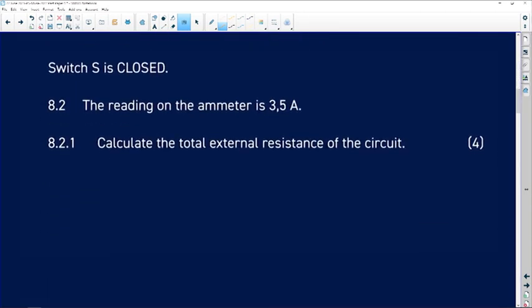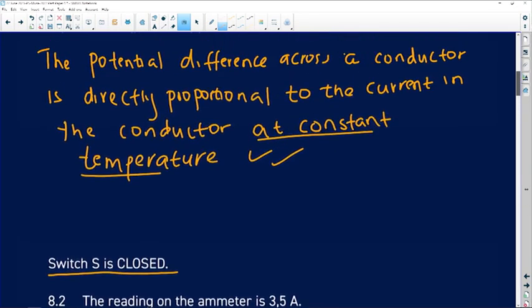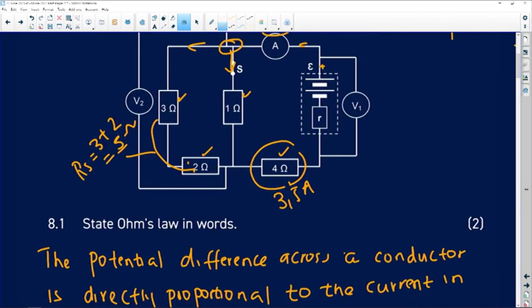We are now told that switch S is closed. Remember, when it is open, no current is passing through. Now the reading on the ammeter is 3.5. We are told to calculate the total external resistance. So I think what we need to find out here is which resistors are external. So 1, this is 1, this is 2, 3, and 4. These are external resistance, and therefore we have our internal resistance here.